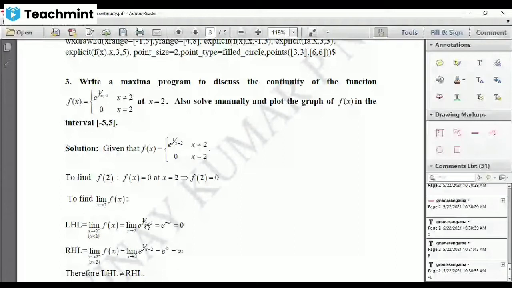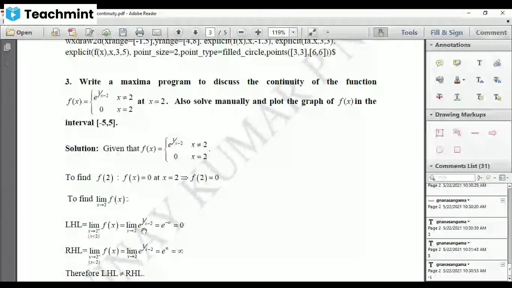So the difference of these two will be a negative number. 1 by 0 will be an infinity. So this is minus infinity. This is going towards minus infinity. So e to the power of minus infinity will come. That gives you 0 in the case of left hand side, right?